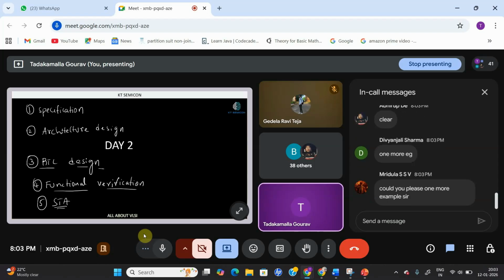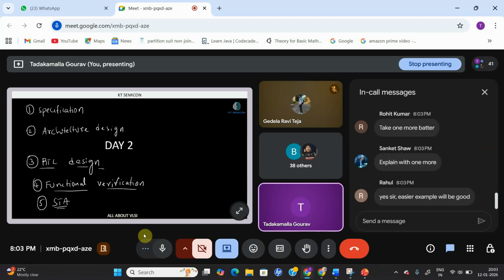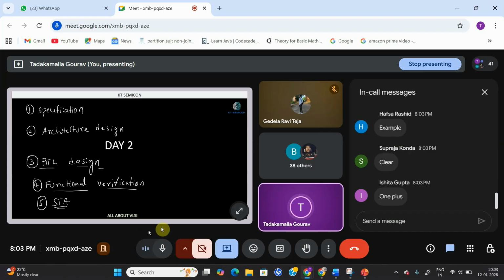Okay, clear. One more example. Okay, I can see mixed reactions. Normally, we study a simple ASIC design flow. So I wanted to have this with one real time IP example so that things will be clear. Okay, no issue. And I'm getting few responses out of 40. What about the remaining people?